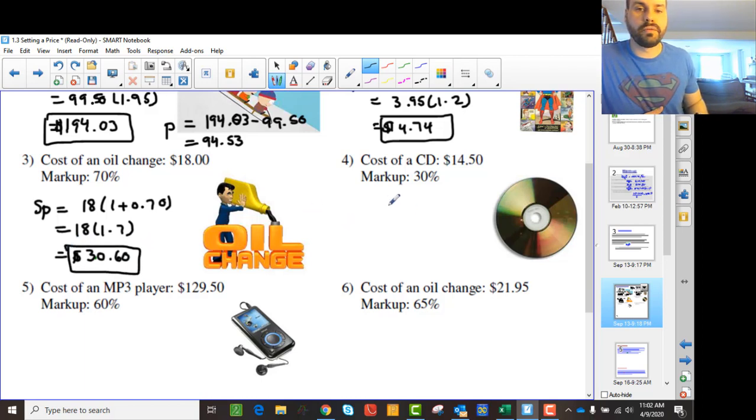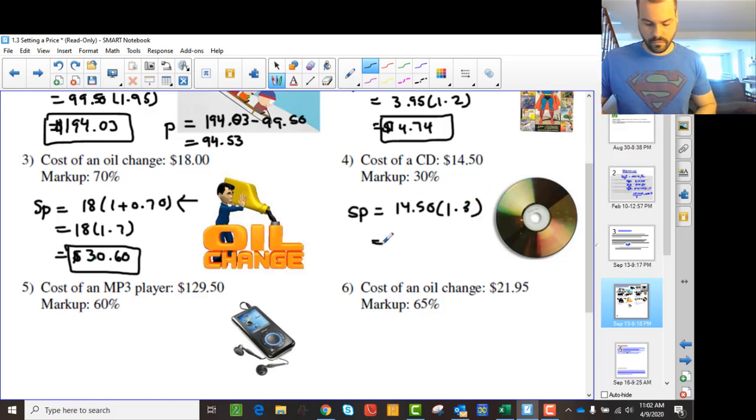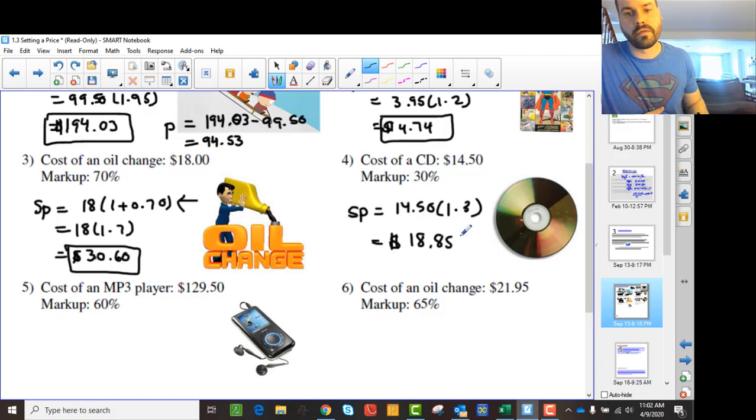All right, and what I'm going to do, I'm just going to skip this step going forward. So in other words, I'm just going to add 1.3 instead of adding 1 plus 0.3 and then add it together afterwards. So my sale price for this guy is the cost, which is $14.50 times 1.3. Do that on my calculator, and I get $18.85.